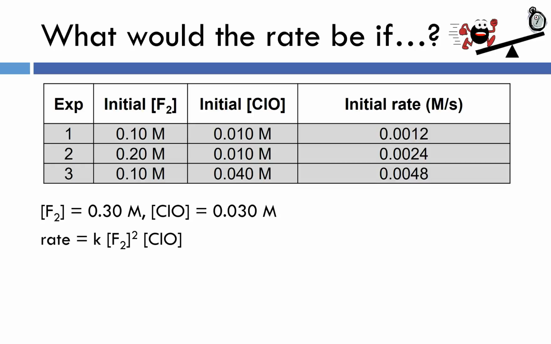You sure can. You know that rate is equal to K times the concentration of F2 squared times the concentration of ClO. Start plugging in what you know. The rate constant is going to remain a constant. Once you figured it out for one of the experiments, it's going to be the same for all of them. So it's 12. I've given you new concentrations to plug in. No big deal there. So you can solve for the rate.